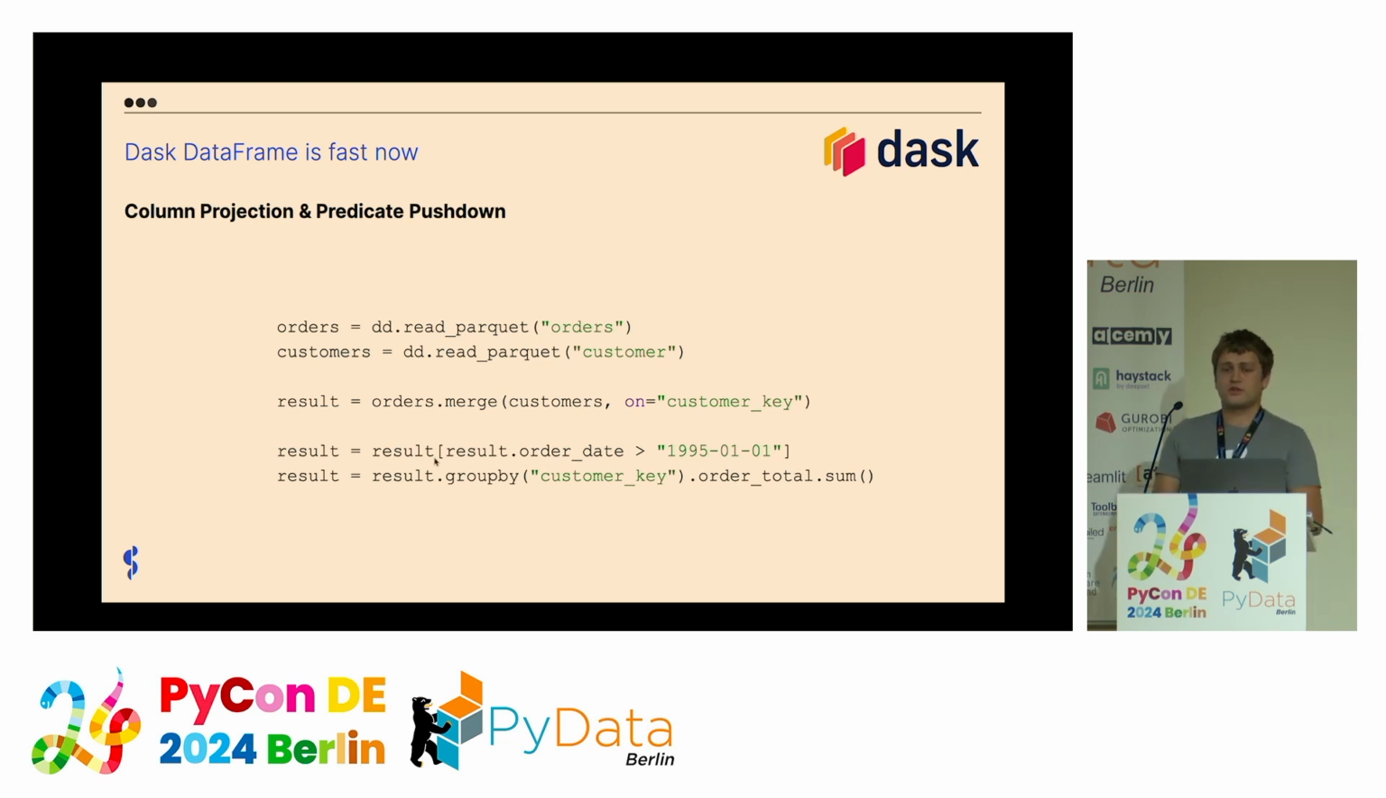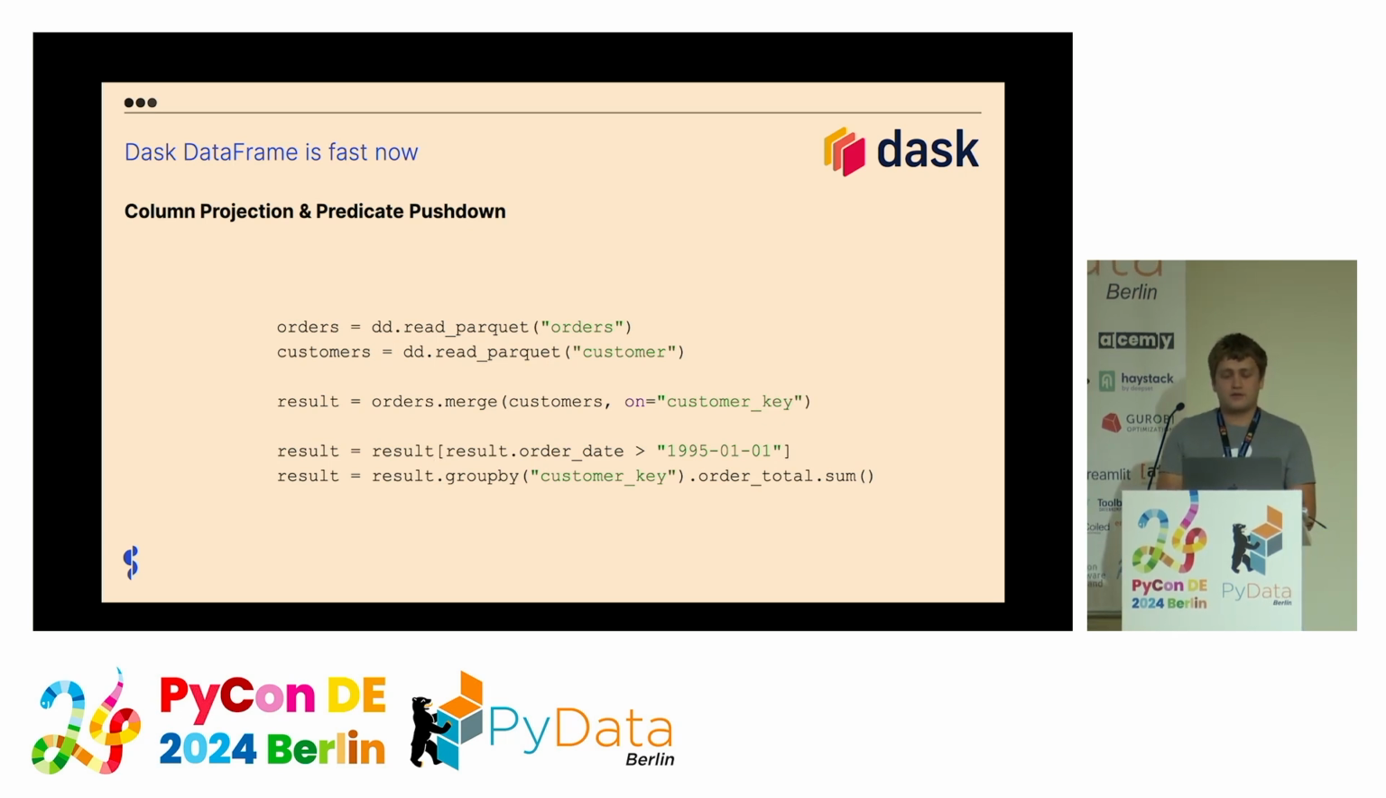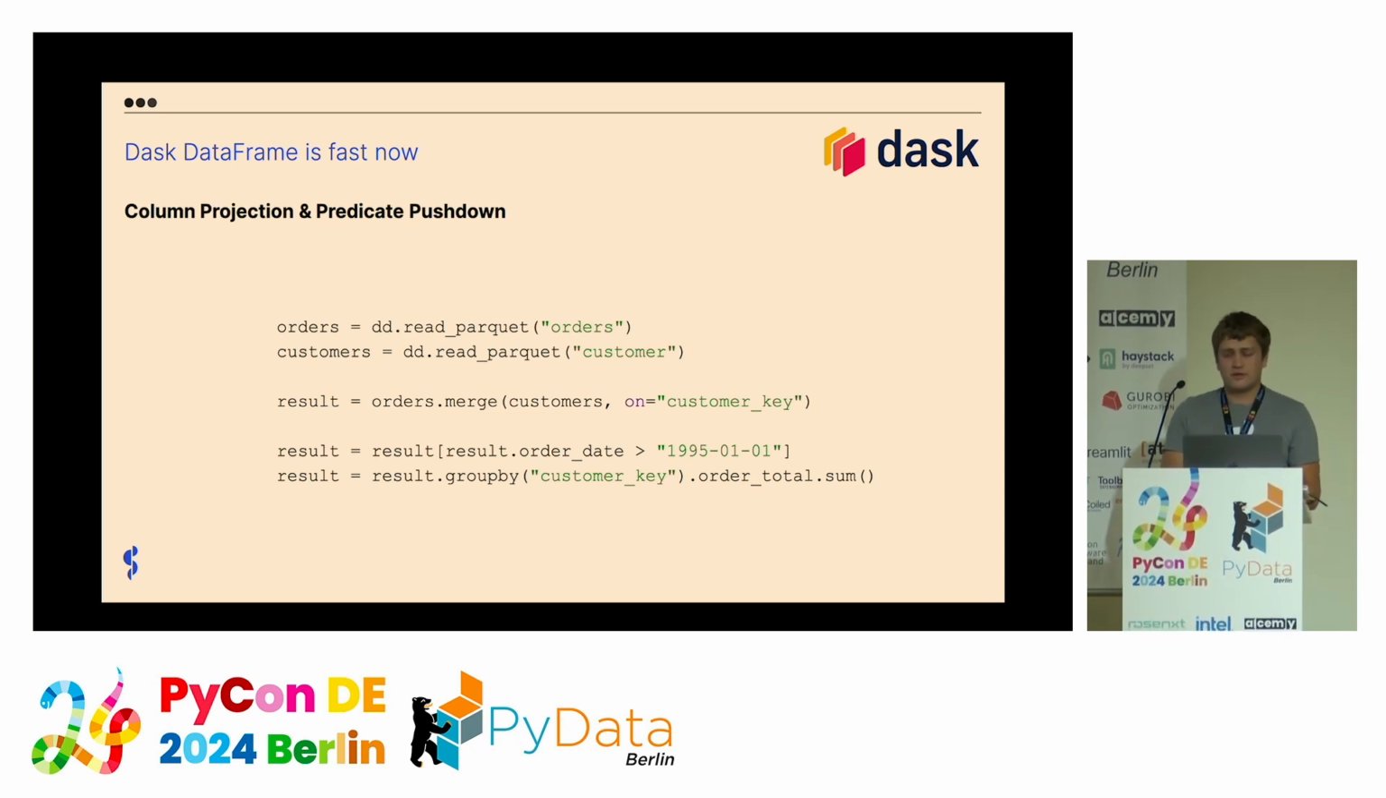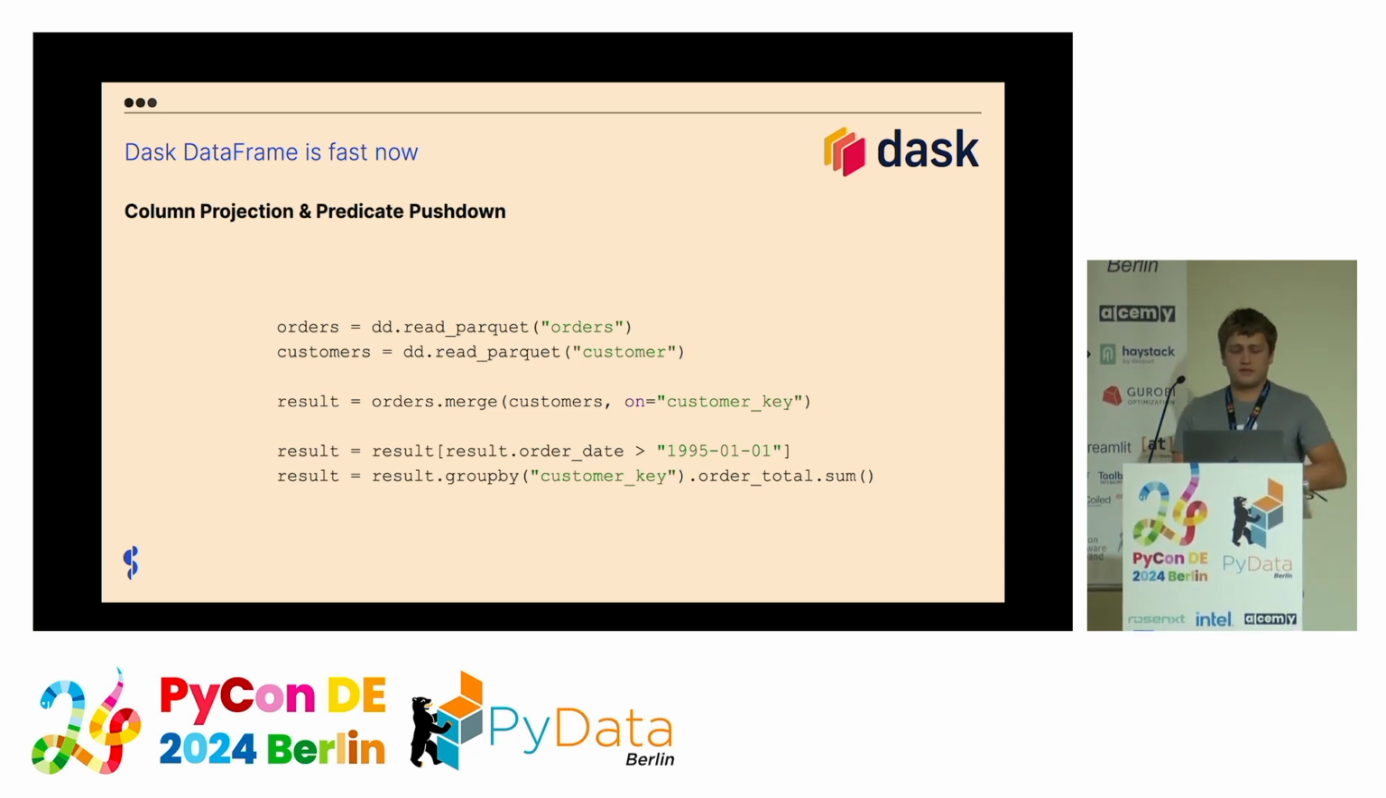Also, predicate pushdown is the analogue of column projection for the filter. This filter is applied immediately after, before we finish our query, but there's really no reason to not do this a little bit earlier.